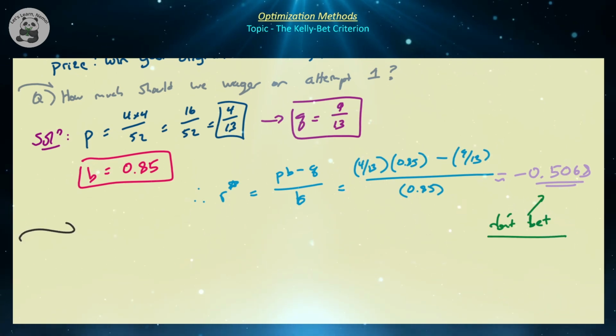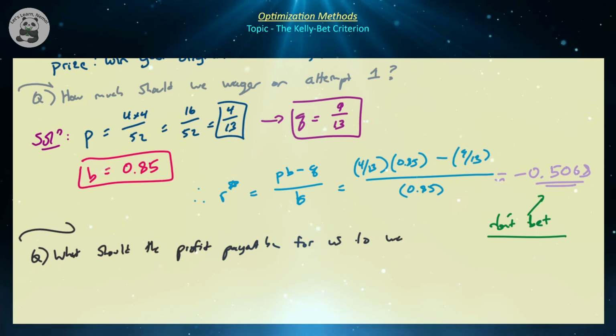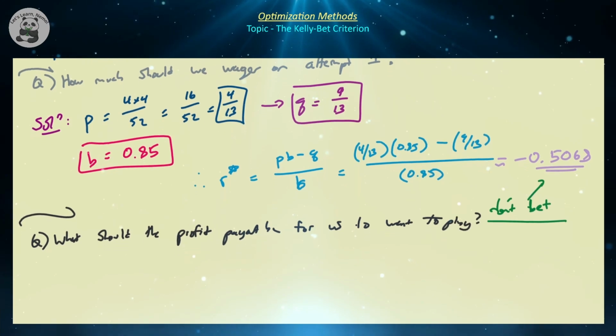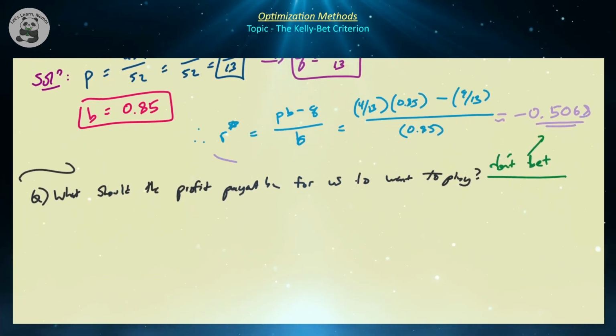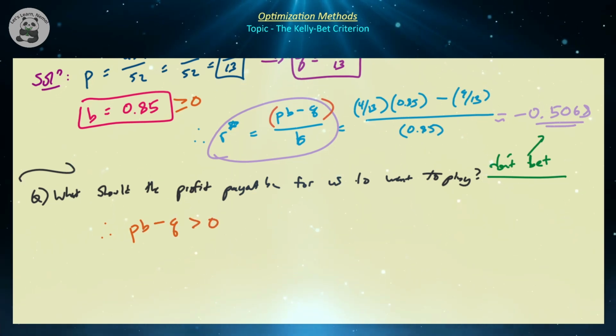So a natural question that might come from this is, what should the profit payout be for us to want to play using a Kelly bet criteria strategy? That means we want this to be greater than 0, which means that PB minus Q must also be greater than 0, because the denominator B should be positive, so the numerator should be positive as well. So that means PB minus Q must be greater than 0.